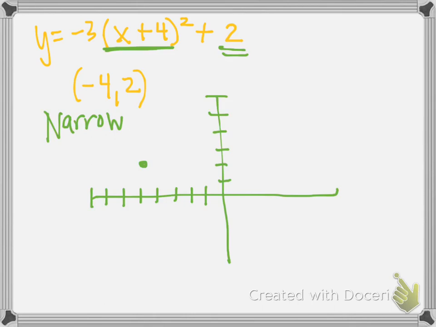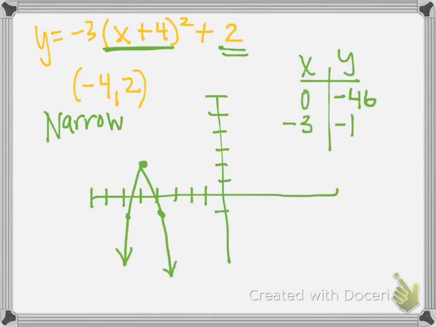Okay. What I did, I plugged in 0. Well, 0 gave me negative 46, so that's going to be way off my graph. So then I plugged in negative 3. I just plugged in one point to the left of negative 4. So negative 3 plus 4 gave me 1. Then I square. 1 squared is 1. 1 times negative 3 is negative 3. Negative 3 plus 2 is negative 1. So that point was on my graph. And I know these are symmetric. So that's how you draw the graph.